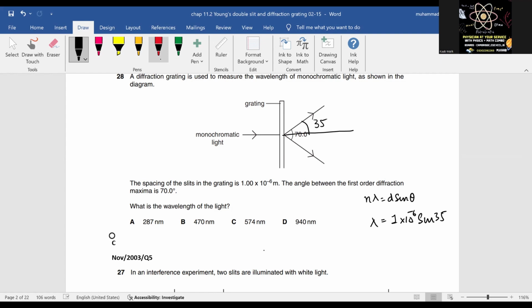How much? So 5.73 times 10 to the power -7. Convert it into nanometers, so you'll get 573 or something. Just press ENG, it will convert itself.